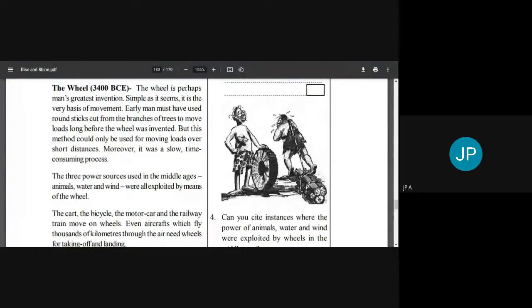You can see a picture there where there is an imagined picture. The painter or the artist has drawn an imaginative picture of how the ancients must have cut off wood to create wheels. So that is how they started using the wheel.